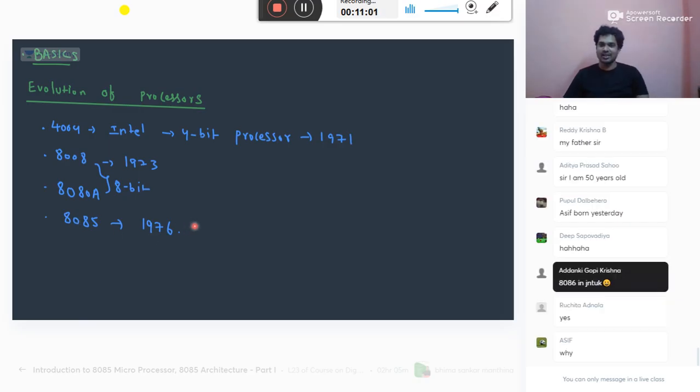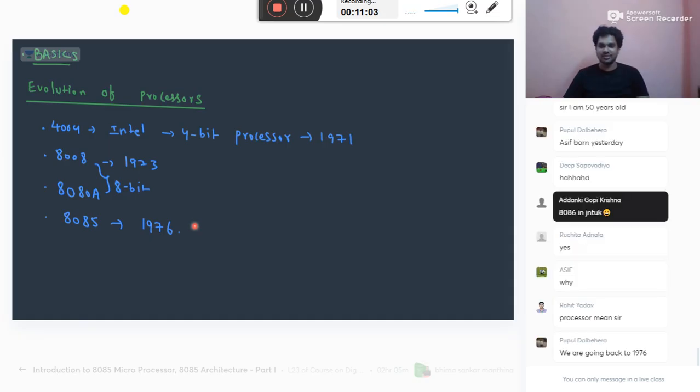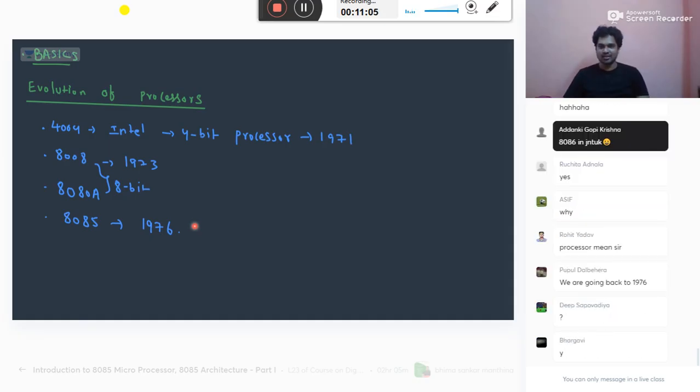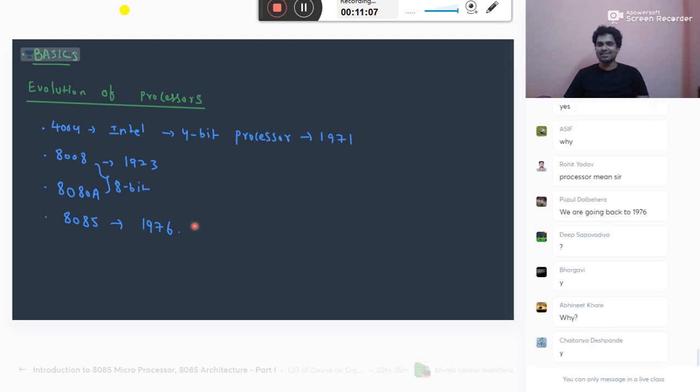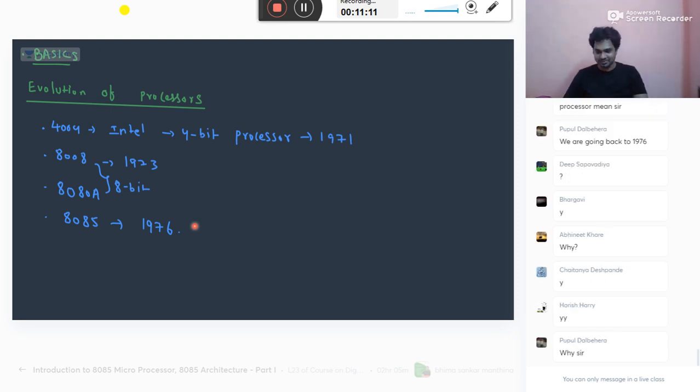Yes, immediately you will get this in your mind: why? Rohit, the simple answer for processor is whoever processes, that is your processor. I will explain that. The meaning of microprocessor we will discuss, don't worry. So now, why? The first question you will be getting is why you are studying this 1976 processor. Why not i3, i5, etc.? Very good.